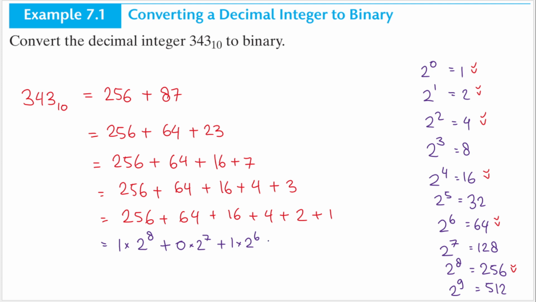32 is not available, so I will have 0 multiplied by 2 to the 5th power, and then we will have 16 here, so I will have 1 multiplied by 2 to the 4th power, plus 8 is not here, so I will have 0 multiplied by 2 to the 3rd power, plus 4 is here, so I will have 1 multiplied by 2 to the 2nd power, plus 2 is here, so I will have 1 multiplied by 2 to the 1, and then plus 1 multiplied by 2 to the 0.